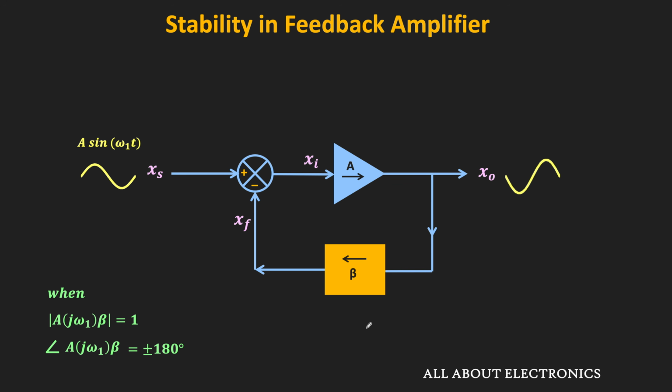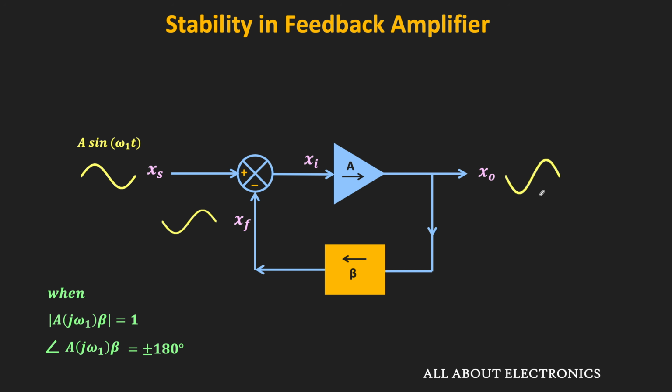Now this feedback network will send a fraction of the output signal back to the input side. And at some frequency omega 1, since the magnitude of A beta is equal to 1, this feedback signal XF will have the same amplitude as XS. But due to the 180 degree phase shift, the signal will get inverted. So initially when we turn on the circuit, there is no feedback in the circuit. Or in other words, this XF is equal to 0.